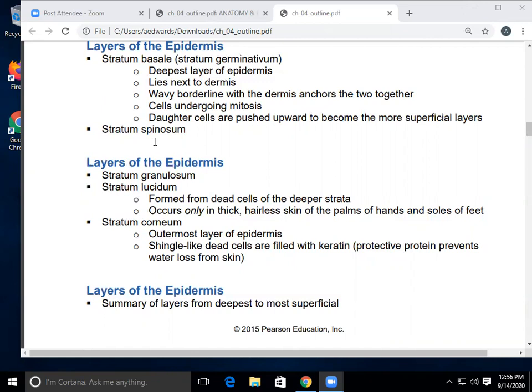So the next layer, more superficial to the stratum basale, is stratum spinosum. And you'll find stratum granulosum and stratum lucidum. And lucidum you'll only see in thick skin, on the palms of the hands and the soles of the feet. And these are dead cells from the layers below.